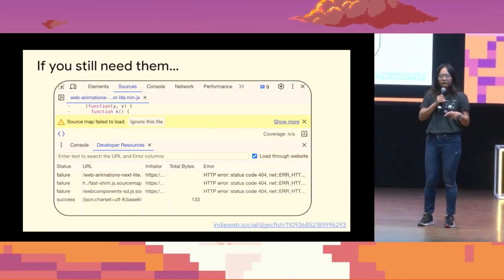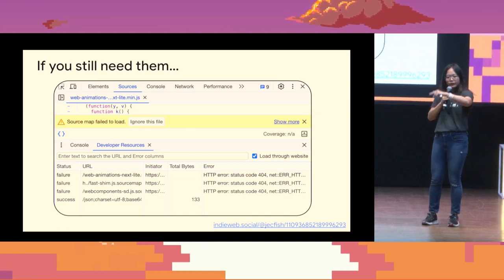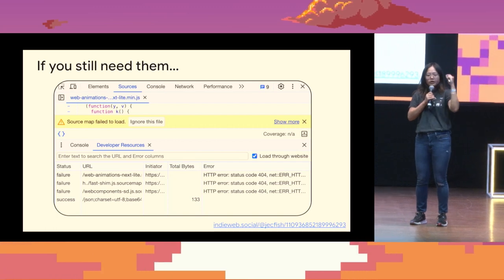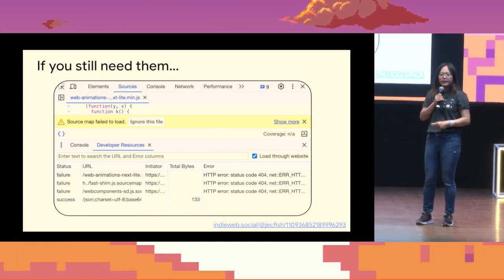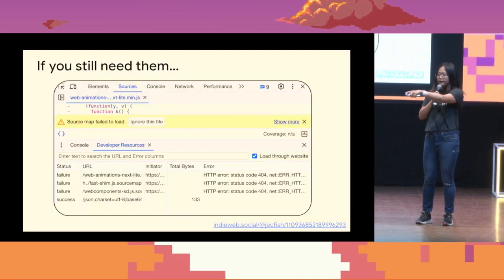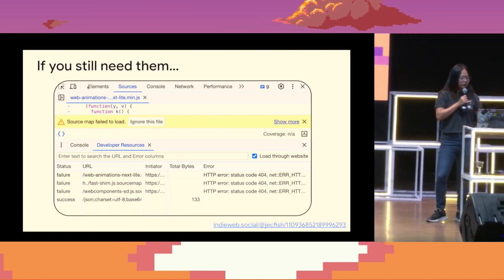But if you need them, we have another panel called the Developer Resources panel. If you want to debug your source map error, you can come here, see the list of source maps that are loading, and then check the error. Or if you are debugging, DevTools will show that source map warning when you're opening the file as well, like this one.